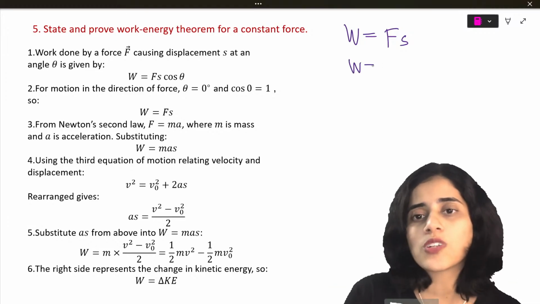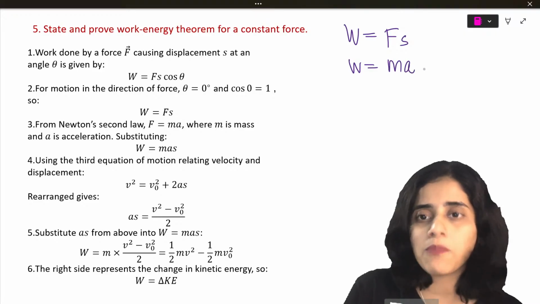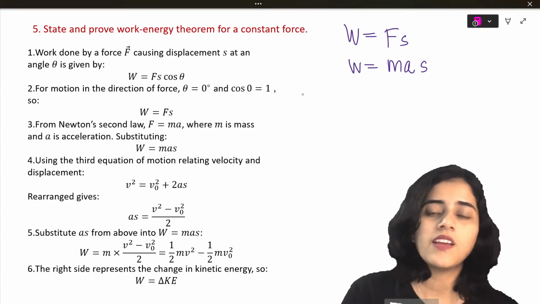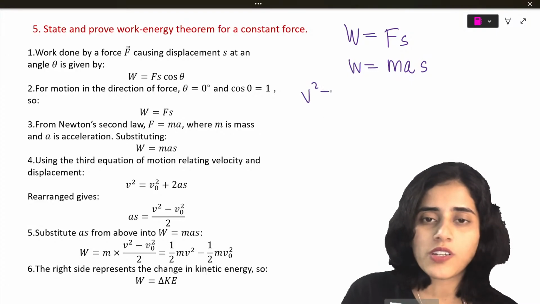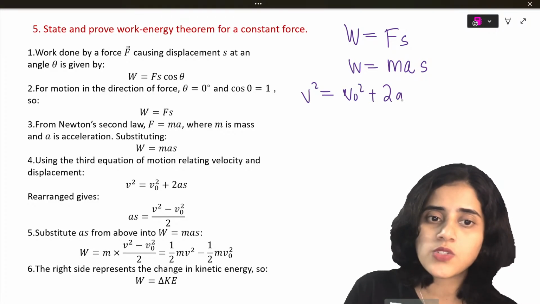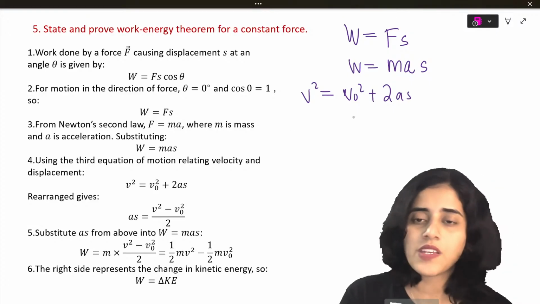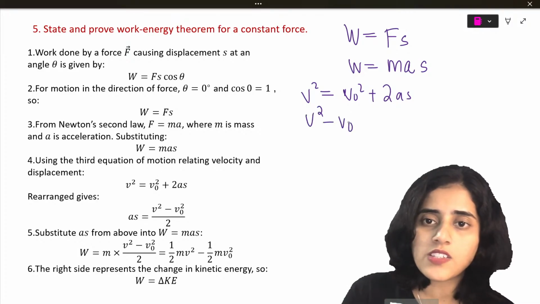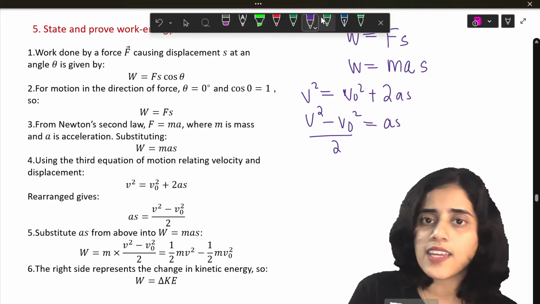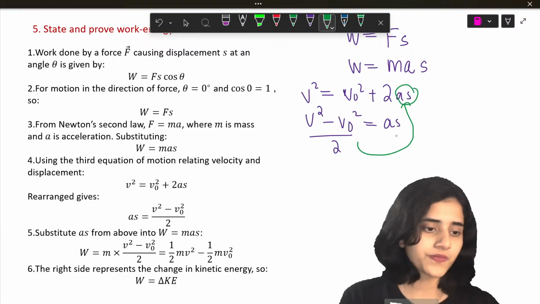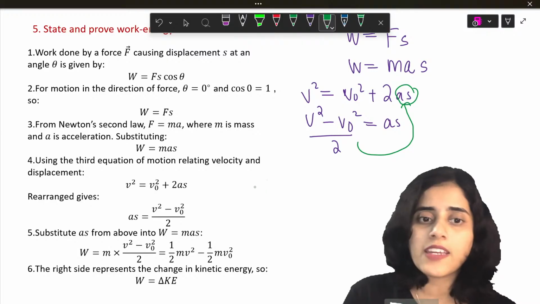Now what is F? Newton's second law. F is equal to ma. So instead of F, I will write ma. So ma into S. Now equation of motion will be what? V square is equal to V naught square plus 2as. So from this, I can write (V square minus V naught square) by 2 is equal to as. That as, this I can substitute here. Can I do that?